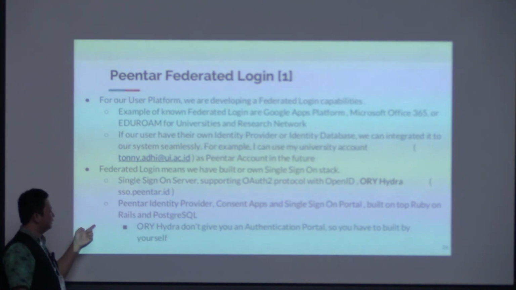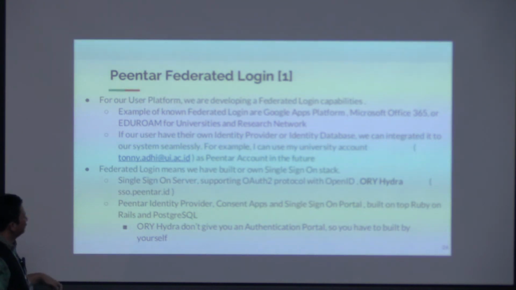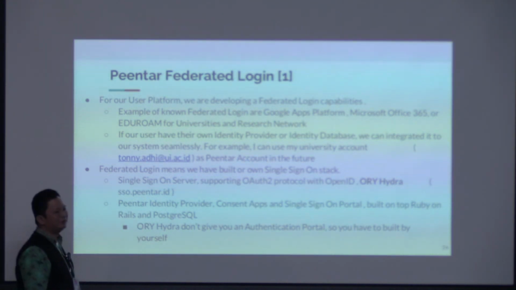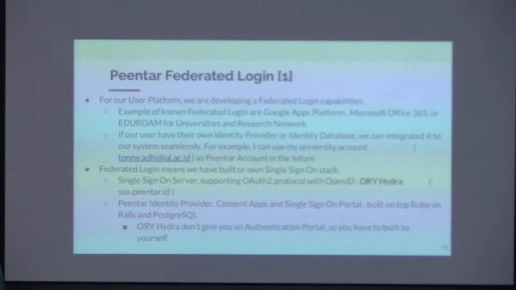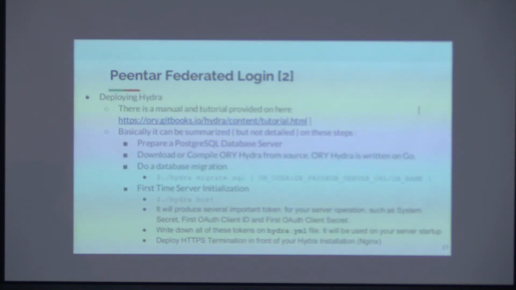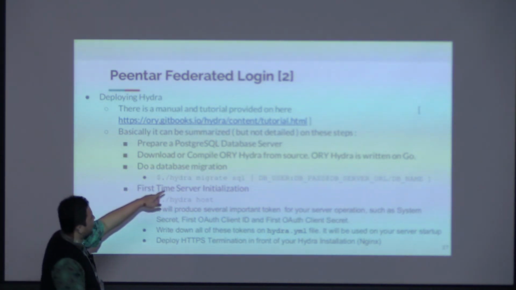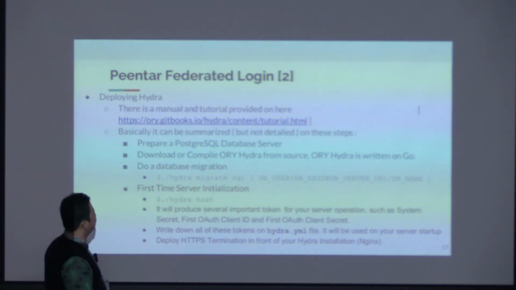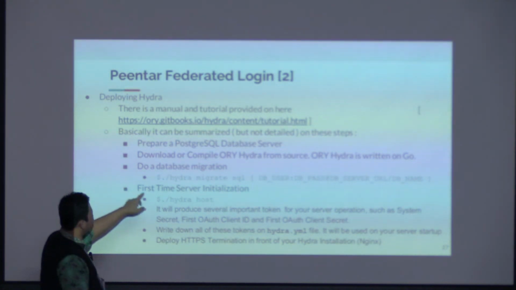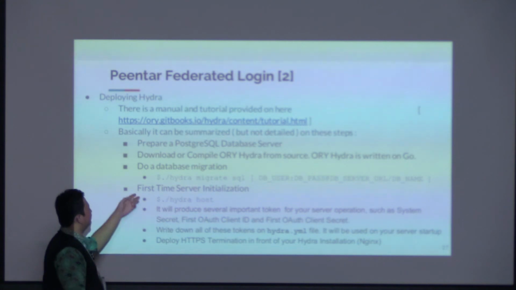In this system, we built the consent app because Hydra does not provide a login form or handle authentication. Hydra only provides authorization because it's an OAuth provider. So to deploy Hydra, here is a tutorial. Basically, we need a Postgres DB server. We need to compile the source of Hydra. It's based on Go. We do the DB migration on Hydra, and also the first-time server setup.